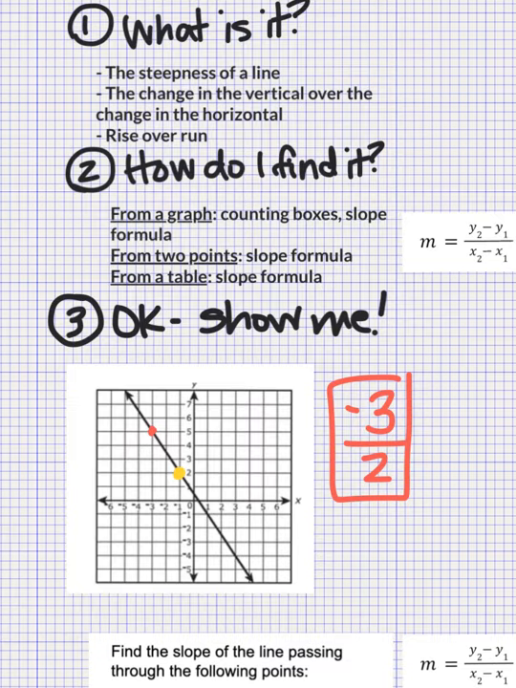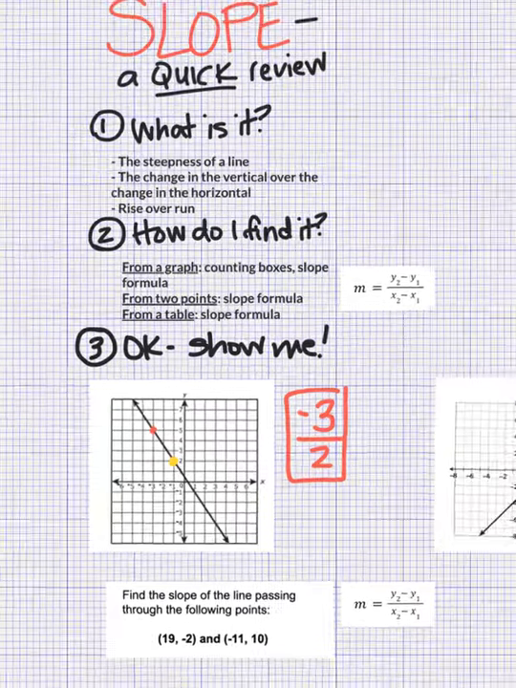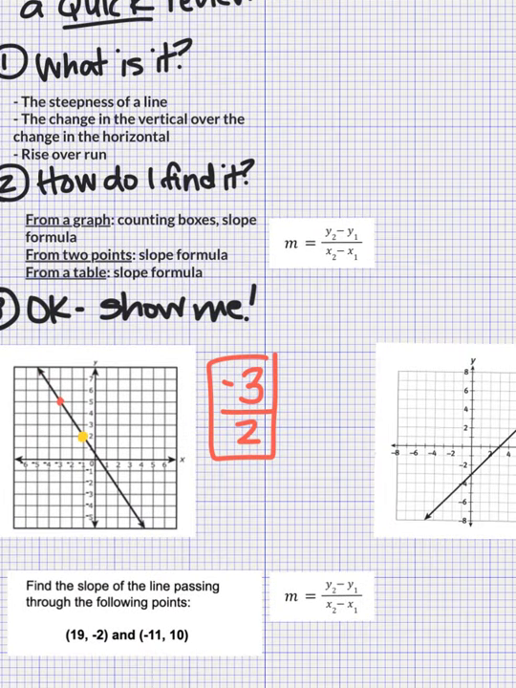Now I can also check that using the formula. So let's see, using the formula that I have right up there for me, my red dot I said would be point 2 and my yellow dot I said would be point 1. So first I need to figure out what are my x and y coordinates. So on this point, my x value, I go straight down, is -3, and my y value, I go straight across, is 5. And for this one, I have an x value of -1 and a y value of 2. All right.